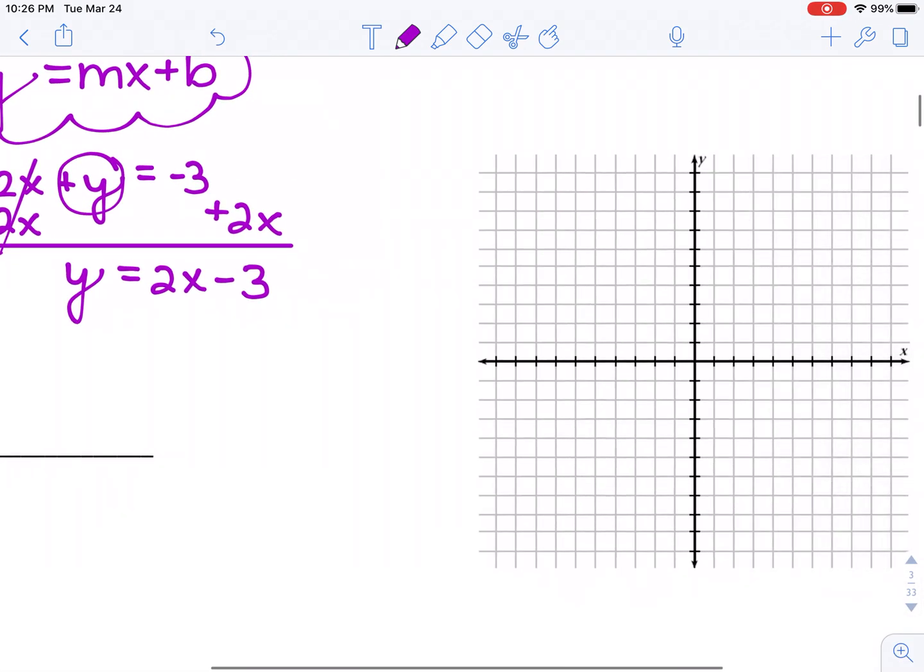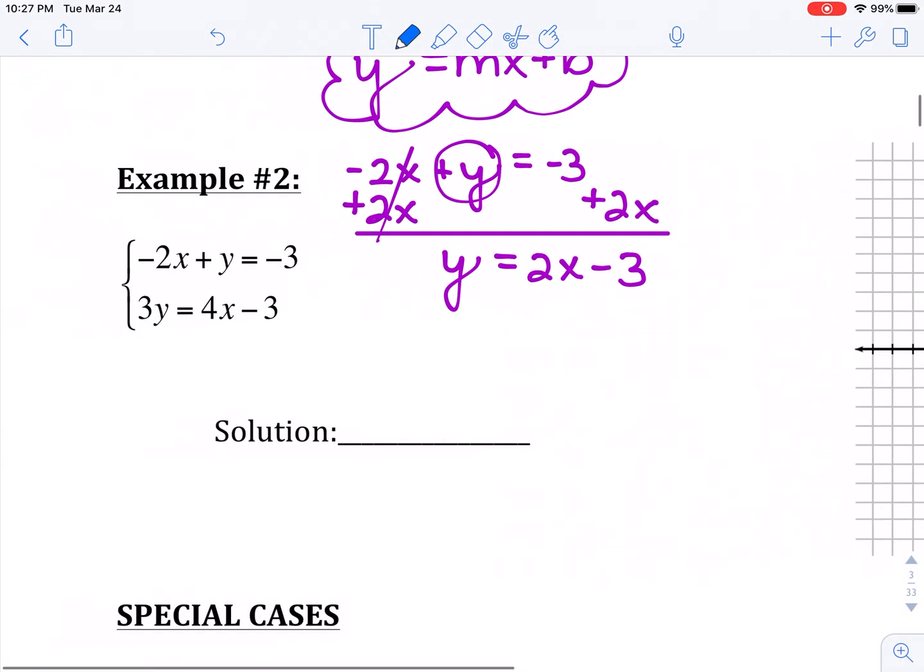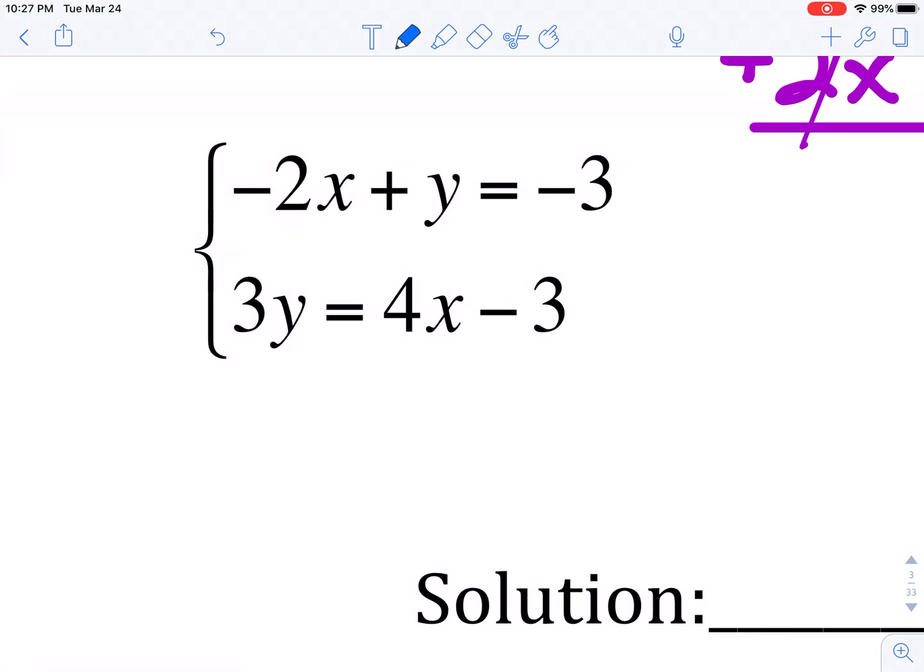To graph that, we begin with b. We begin down 3 units from the origin, and we move with m. Positive slope is up and right. Specifically in this case, it's up 2, right 1. We go back to the beginning. Opposite of up and right is down and left. And hopefully you drew a better line than I just did. Connect.